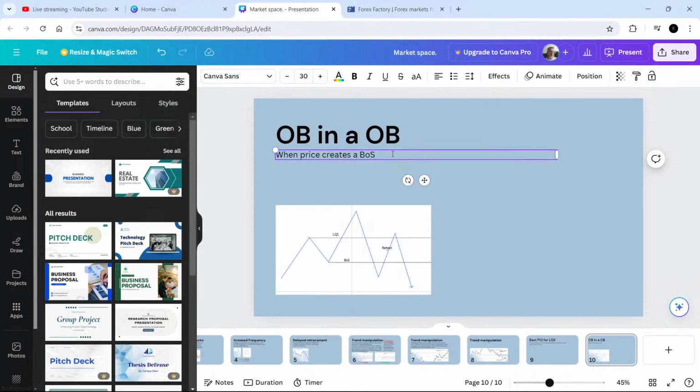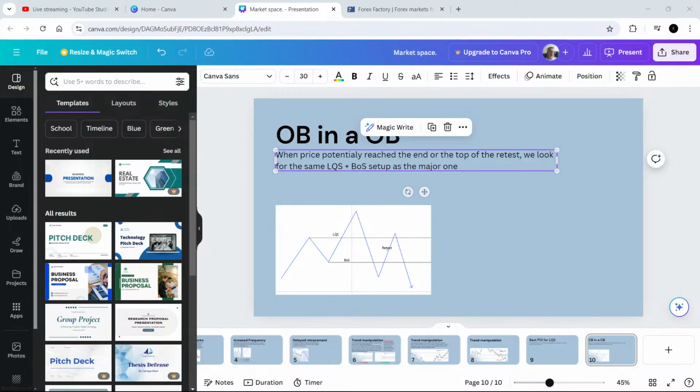So when price creates a breaker structure, when price is potentially, because we cannot predict where the price will retrace to, when price potentially reaches the end or the top of the retest, we look for the same liquidity sweep plus breakout structure setup as the major one.